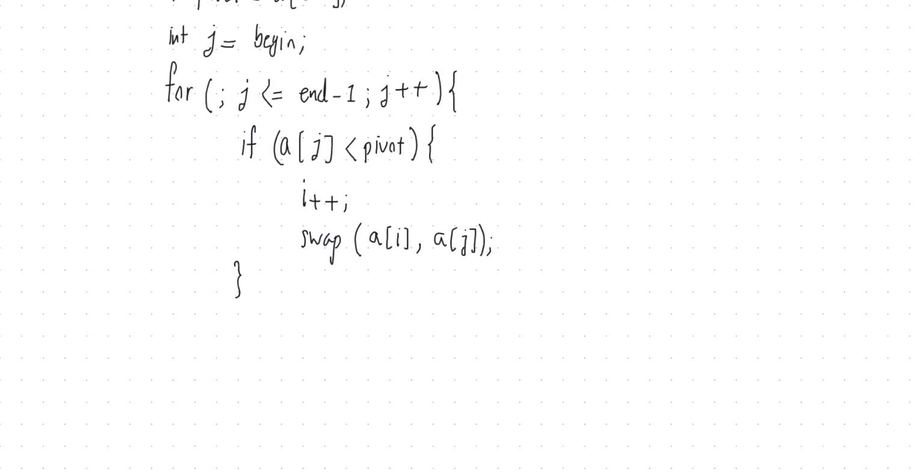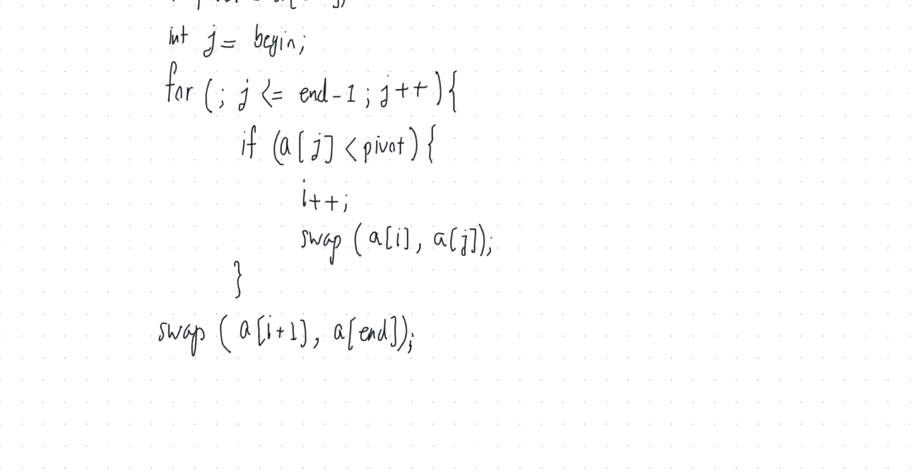And after the for loop, what we do is we do another swap after the for loop, sorry. Swap a at I plus 1 with the last element, which is the pivot. So this last swap moves the pivot to where it actually is supposed to be.